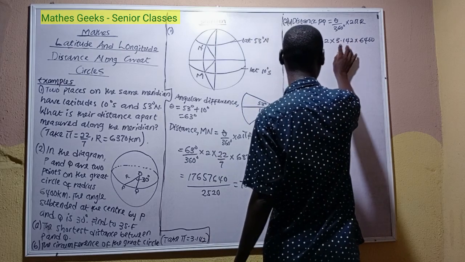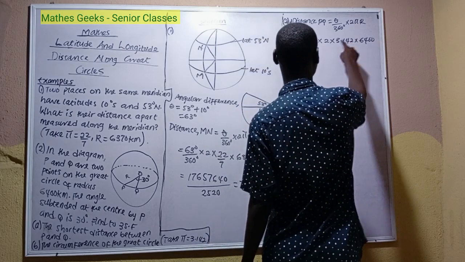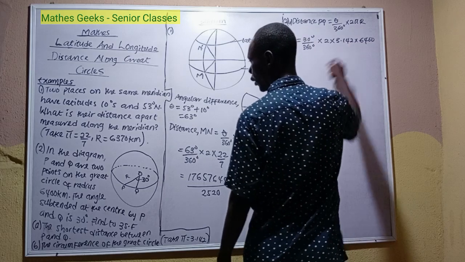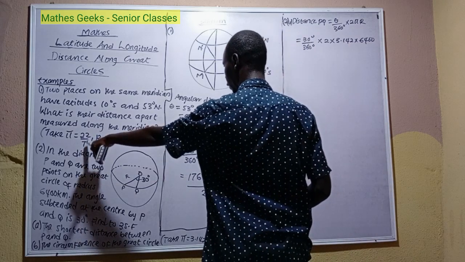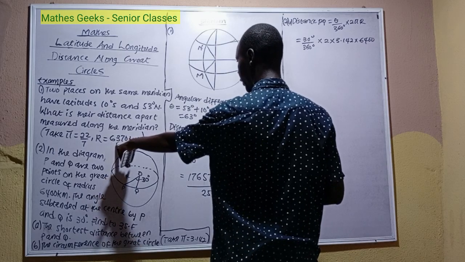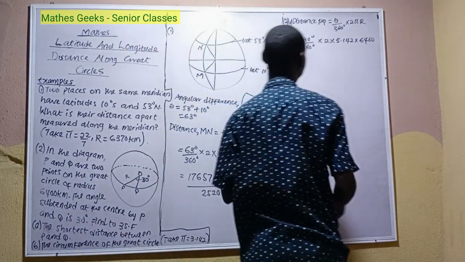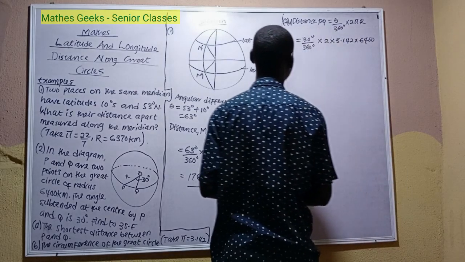So that means that's what we are going to use. If it says take pi to be 3.14, you don't need to add your 2, just use 3.14. But in other cases, you can say take pi to be 22/7. You can see here it says take r to be 6,370. Here it says 6,400 kilometers. So always use what is given to you.